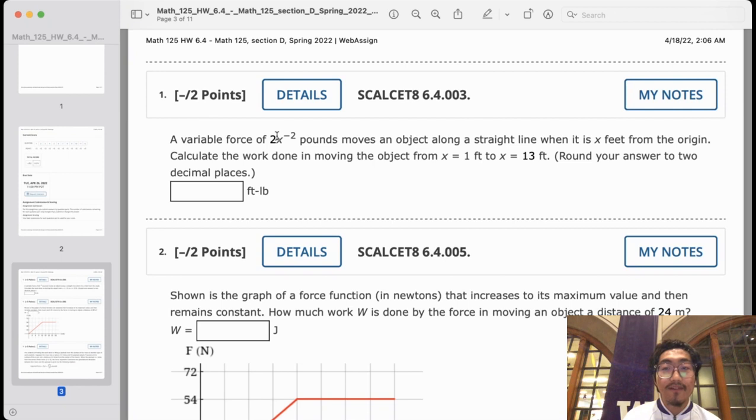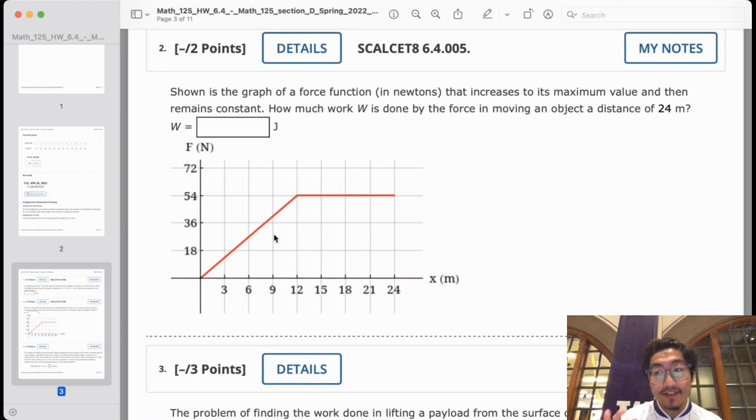In this case, we have a function defined, and the distance from 1 to 13. We have the force and the distance, so you just need to compute the integral of 2x to the negative 2 from 1 to 13. That is your work. Easy.